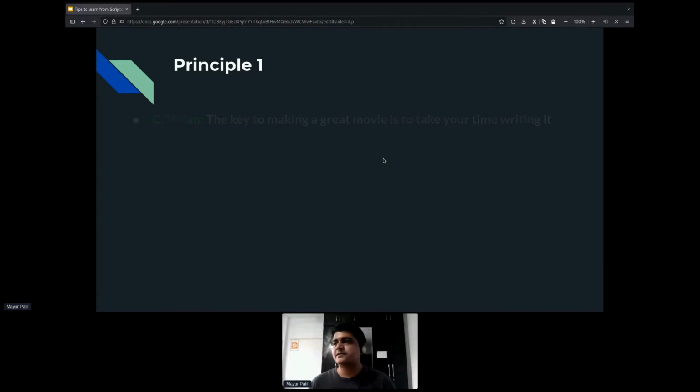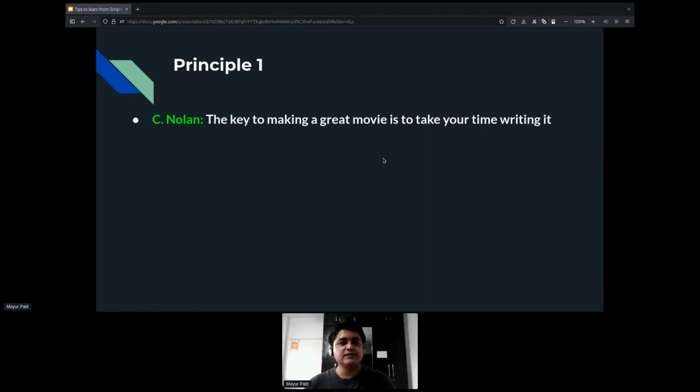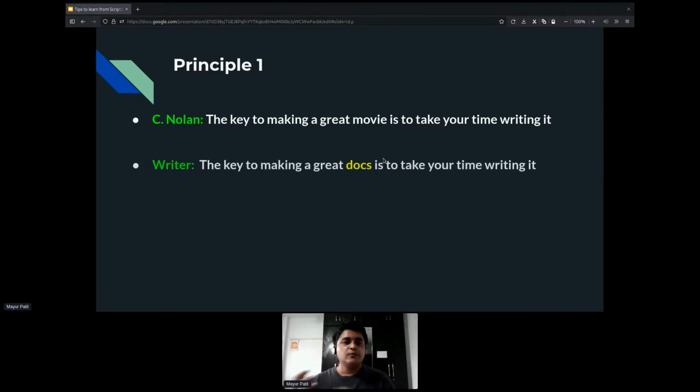This is the first principle from Christopher Nolan. The key to making a great movie is to take your time writing it. In the case of the writer, it is actually applicable: the key to making great docs is to take your time writing it. Nolan always takes his time to look at the movie from his own perspective rather than that of the audience. That helps him develop the great idea, the great plot, for any movie he intends to make.